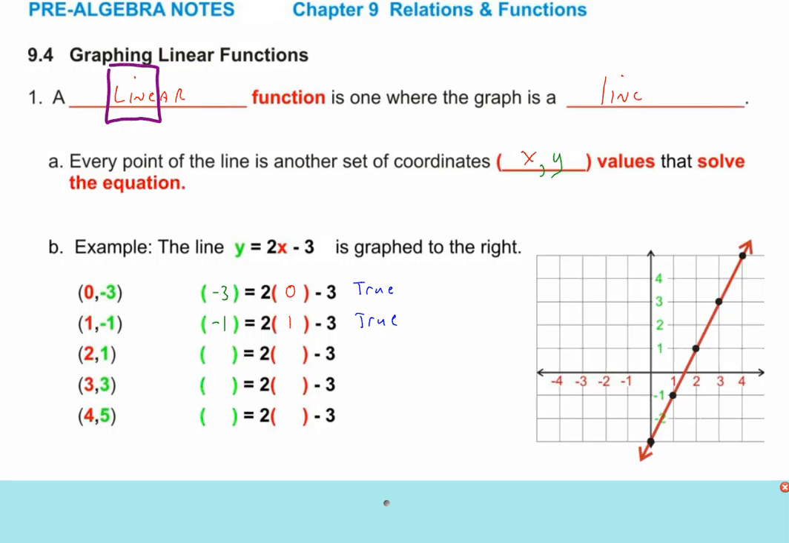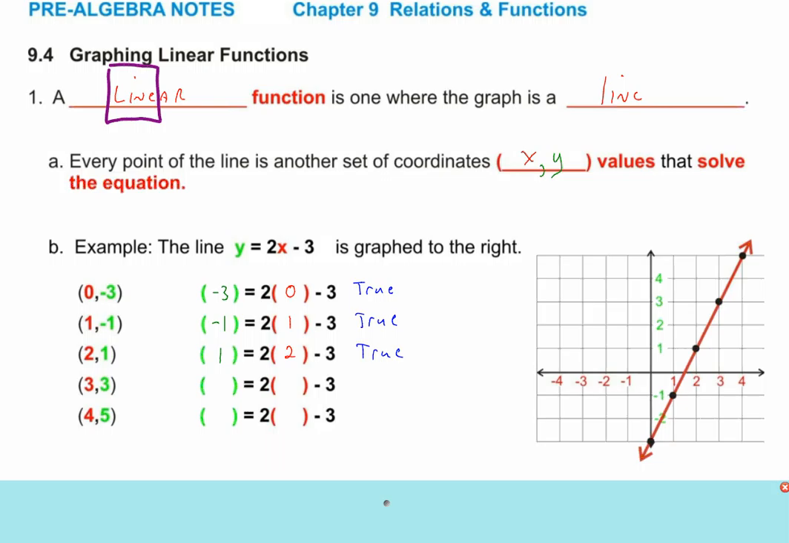And we can go through one more. I don't think we're going to do all 5 because it gets boring. But let's do the point 2, 1. We put 2 in for the x and 1 in for the y. Do we get a true equation? We do, because we get 1 equals 1. As long as the left side equals the right side, then we know that it's a point on the line.